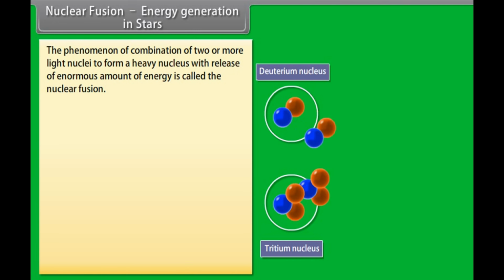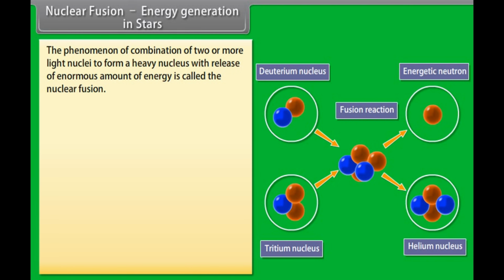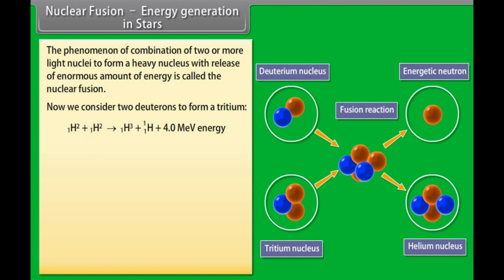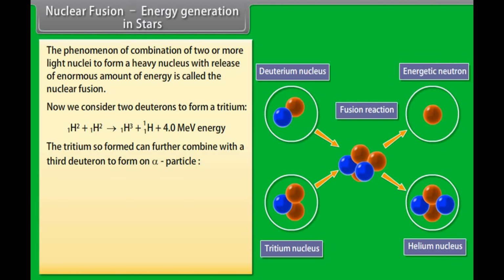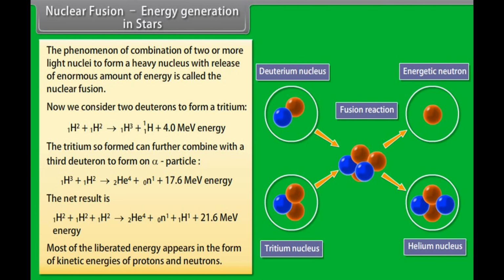Nuclear fusion, energy generation in stars. The phenomenon of combination of two or more light nuclei to form a heavy nucleus with release of enormous amount of energy is called nuclear fusion. Now we consider two deuterons to form a tritium. The tritium so formed can further combine with a deuteron to form an alpha particle. The net result is that most of the liberated energy appears in the form of kinetic energies of protons and neutrons.